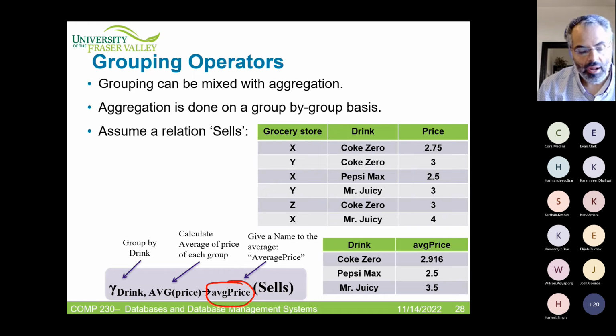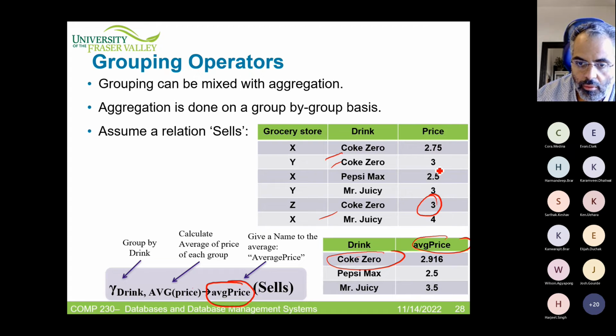So here my output will have a drink column where we have Coke Zero, Pepsi, and Mr. Juicy. Then I said, make a group by the drink and calculate the average price, with the new attribute named average price. This is what happened. I go to Coke Zero. How many Coke Zero do I have here? 1, 2, 3. So I take this plus this plus this, divided by 3, and I get this value.